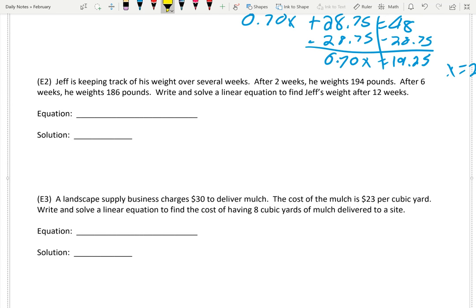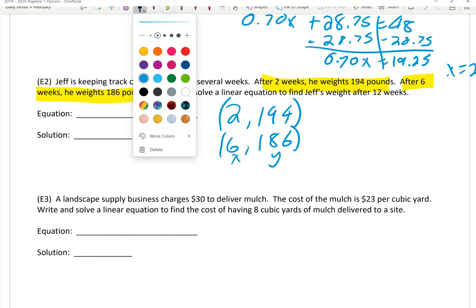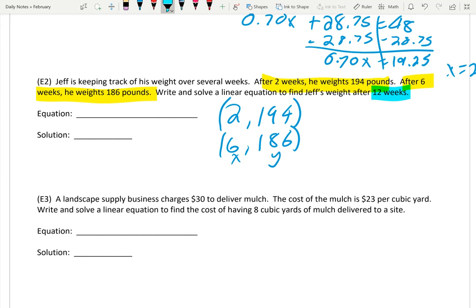Jeff's keeping track of his weight over several weeks. After 2 weeks, he weighs 194 pounds. After 6 weeks, he weighs 186 pounds. That information there is ordered pairs. 2 weeks to 194 pounds is a point, and 6 weeks to 186 pounds is a point, where your x is weeks and your y is pounds. So we're given that information, and you will be given that information again tomorrow as well. So make sure you understand what it translates into as far as points.